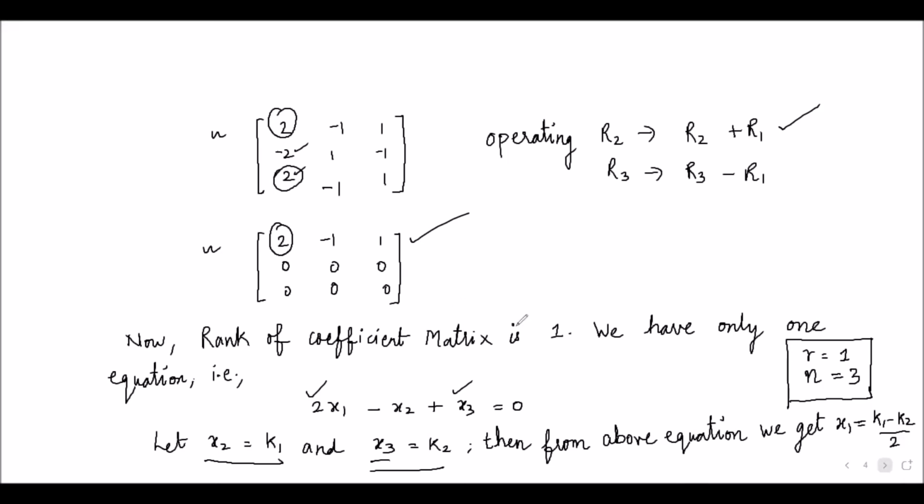So what we are getting here is that this eigenvector x, which is equal to x1, x2, x3, is equal to: x1 is (k1 minus k2) by 2, x2 is k1 and x3 is k2. So this is the eigenvector.